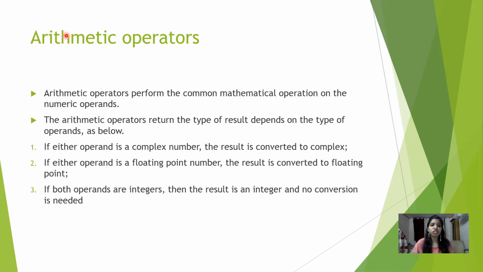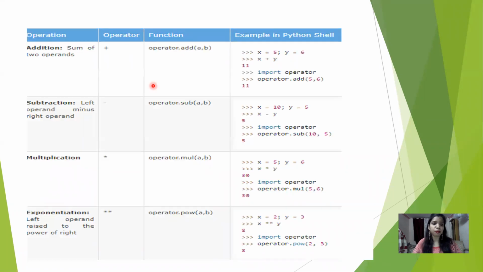In Python, first of all, there are arithmetic operators, which are used to perform mathematical operations. It can be addition, subtraction, multiplication, division. Now the result depends on the type of input. If inputs are complex numbers, then the output will be a complex number. If the input is a floating point number, then the output will be floating point. If inputs are integers, then the output will be an integer.